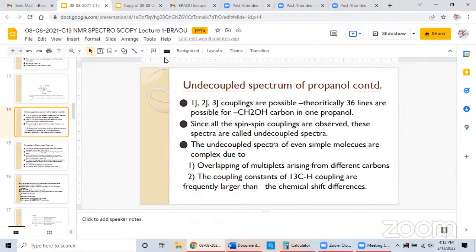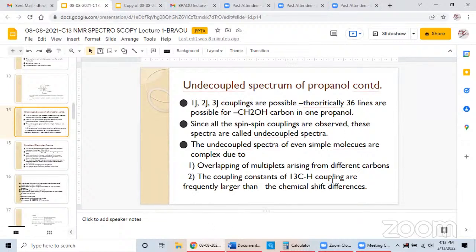So all the couplings are observed. No coupling is removed. No protons are decoupled. Normally, to simplify the spectra, we decouple some of the protons. But here no protons are decoupled, so it is undecoupled, and it will give you complex spectra. The undecoupled spectra of simple molecules are complex due to overlapping of multiplets from different carbons.